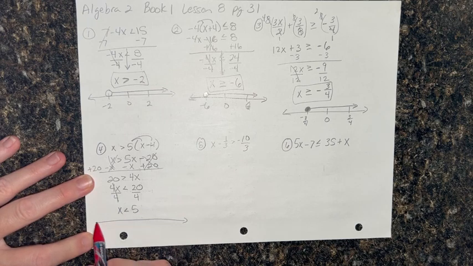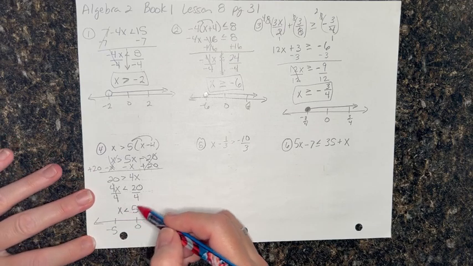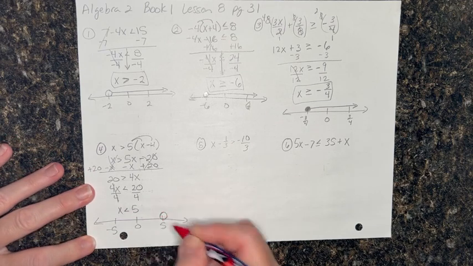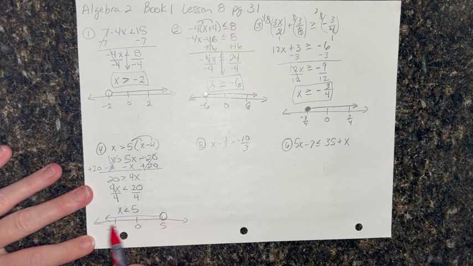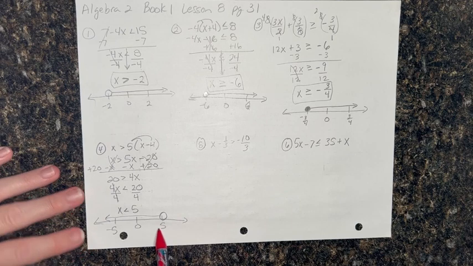Finally, we got a less than. Here's my number line. Here's my 5. Here's a negative 5. X is less than 5, so it's an open circle, and our symbol tells us which way our arrow should go. That's how you would graph that on the number line.